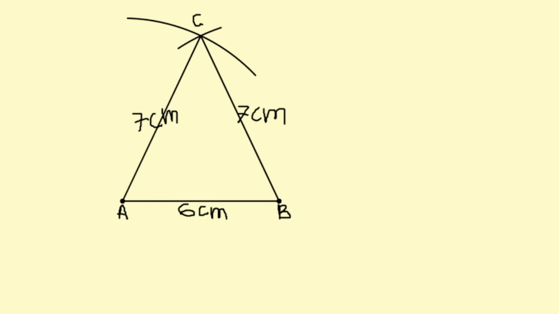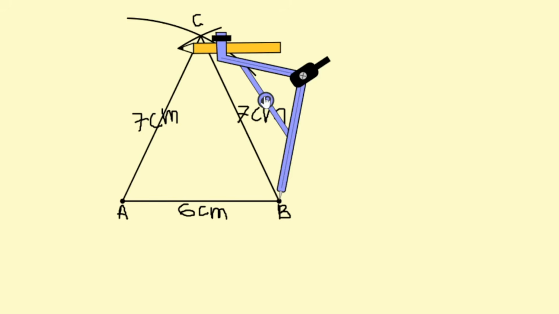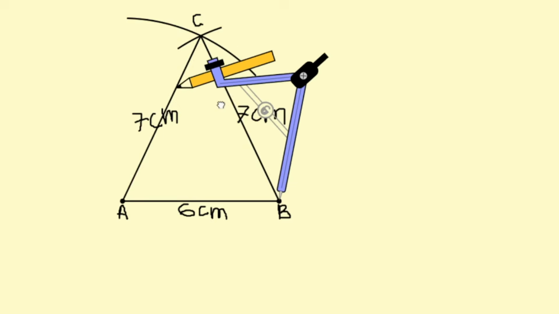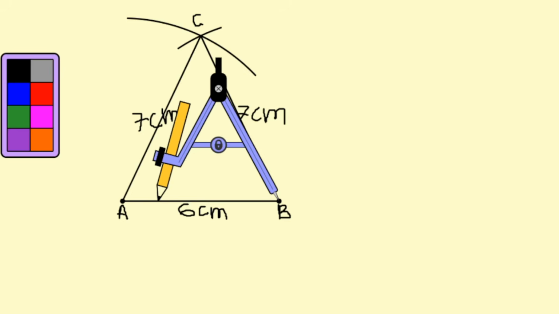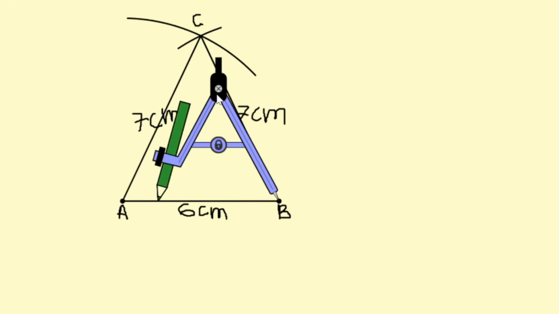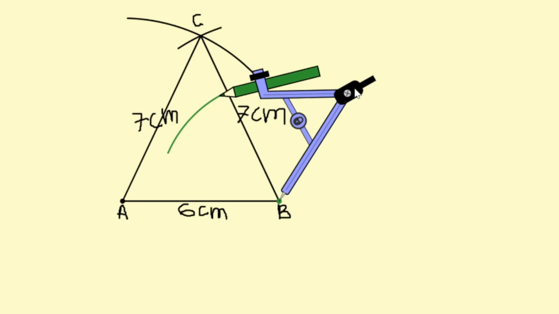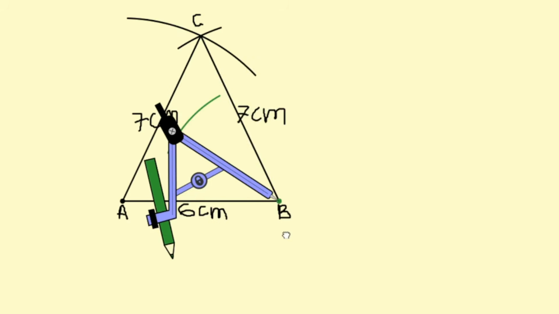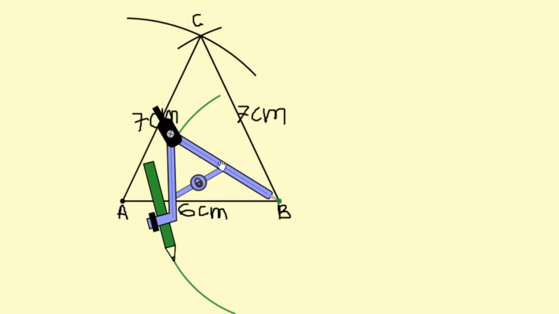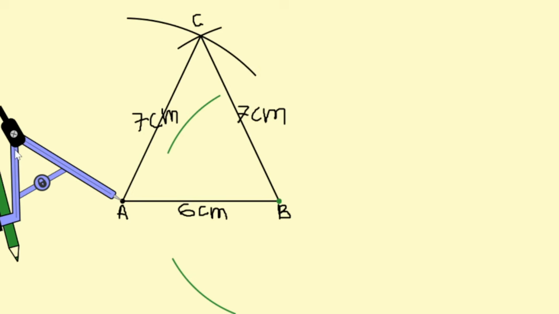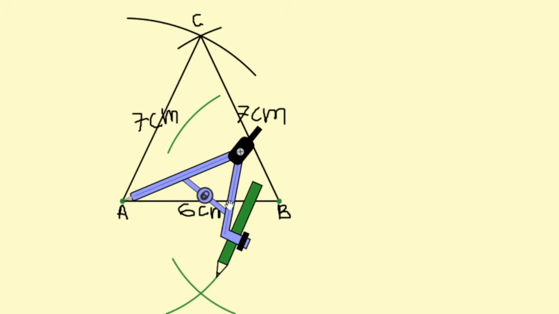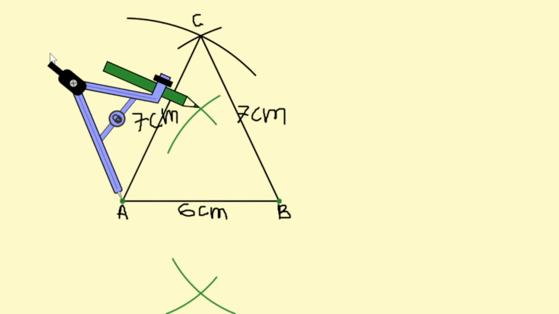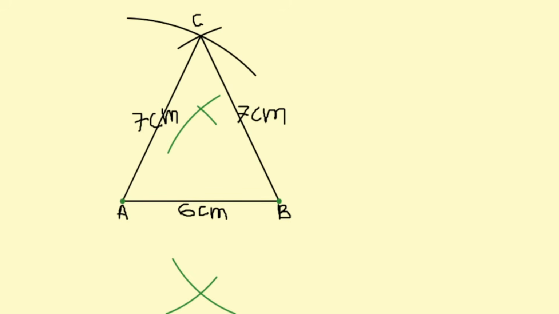Now we need to draw the perpendicular bisector of AB or AC, any two sides. For drawing a perpendicular bisector, we need to take more than half. Here I am changing the color. Now from A, let us join these 2 points.